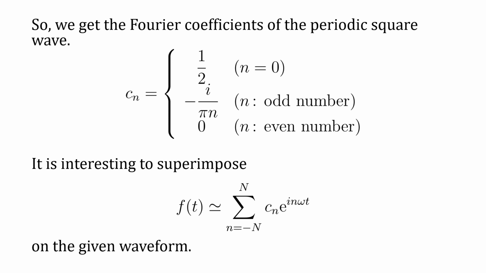So, we get the Fourier coefficients of the periodic square wave. Cn is equal to 1 over 2 when n equals 0, Cn is equal to minus i over pi n when n is an odd number, and Cn is equal to 0 when n is an even number. It is interesting to superimpose f of t is nearly equal to the sum of Cn multiplied by e to the i n omega t as n goes from negative large N to large N, on the given waveform.